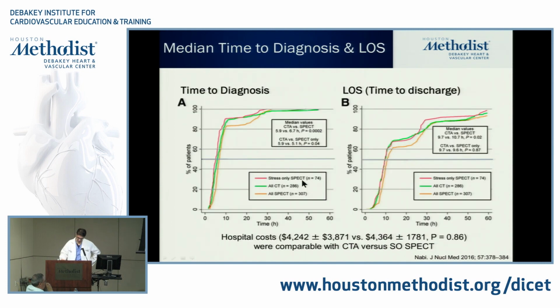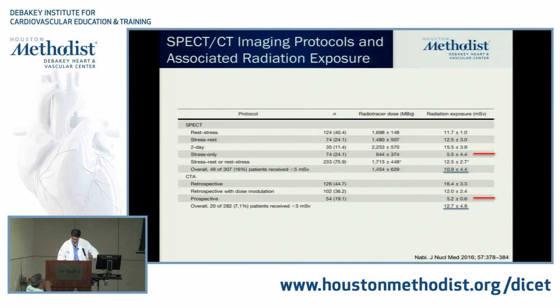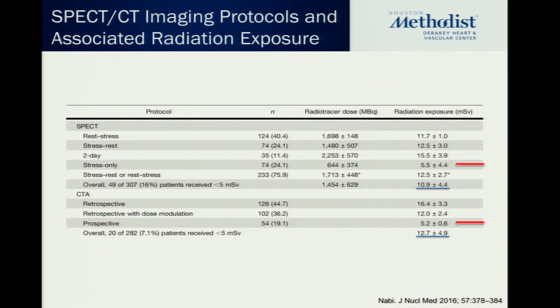And this is then just time curves that you had seen showing that really, further things. When we looked at radiation dose, what was interesting was if you looked at the radiation dose of stress-only SPECT, it was 5 millisieverts. At this time, we did not have our dual source. We were using our 64 slice, and the lowest radiation you can do with that is prospective gating. And you can see the radiation dose with prospectively gated scan, on average, was about 5 millisieverts, which is exactly what we had with stress-only SPECT.